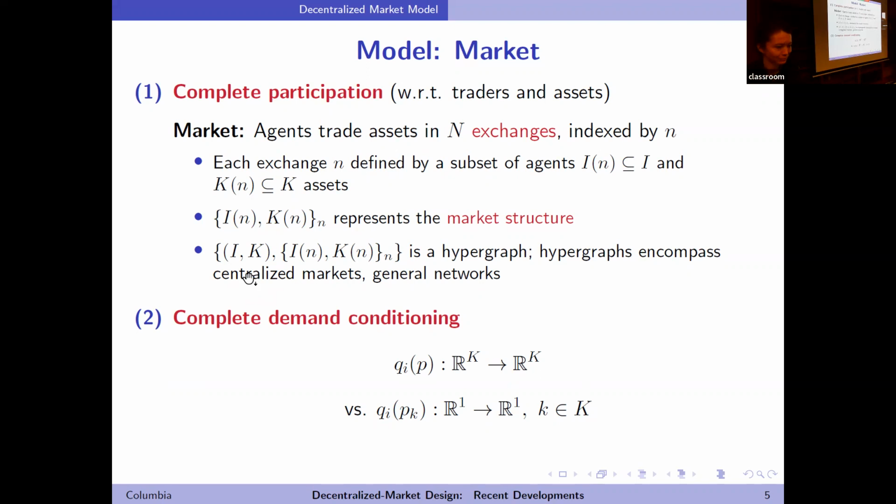Yes, the participation is exogenous. I'm still confused. Suppose there are two assets, and I trade both assets. You trade both assets. But maybe there are two exchanges. It's trading only one asset, separate assets, right? Then effectively you are kind of dealing with the uncontingent demand schedule, demand bid, right?